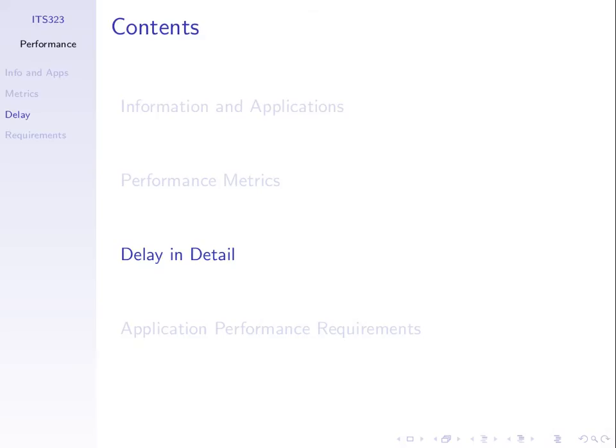Or can we go straight to an example? Let's go straight to an example. Let's say we need to change lecture room. We need to move from this room. It's too hot in here, so we're going to move down to a lecture room downstairs. How long will it take us to move?